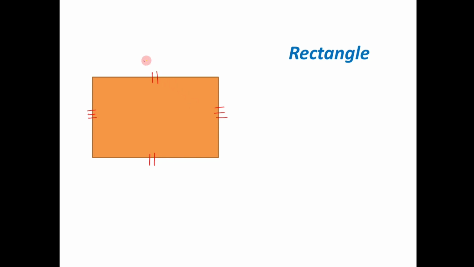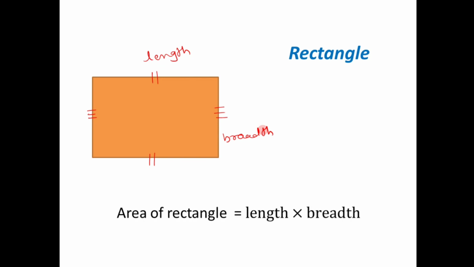So the longest side we can treat as the length, and the smallest side we can treat as the breadth of the rectangle. By having these two, we get the formula for the area of a rectangle: area of a rectangle is equal to length into breadth. So this is the formula for the area of the rectangle.